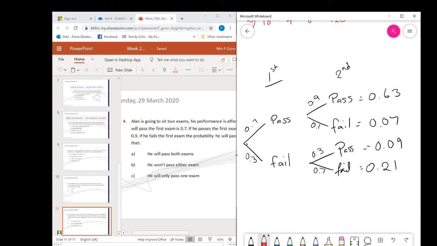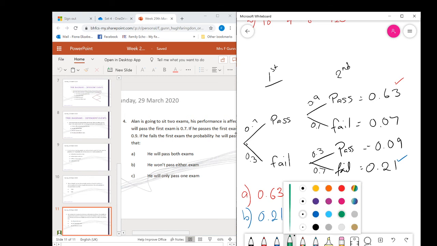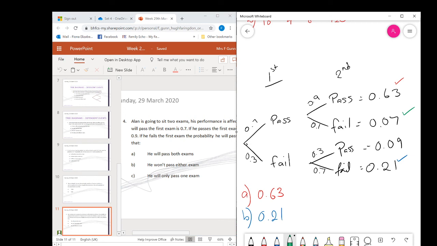So, pass is that one, so A is 0.63. He won't pass either exam, so he will fail, and he will fail is that one, 0.21. He will only pass one exam, so that means he'll pass this one but fail the second one, or he fails and then he passes, so that's those 2 there, which is 0.16. My next letter is going to be U.